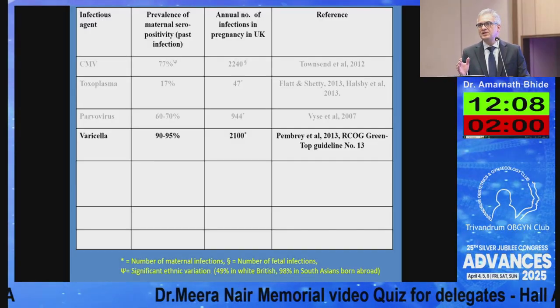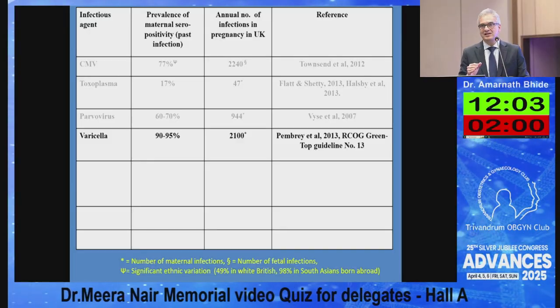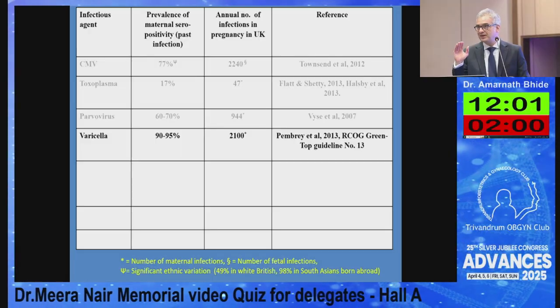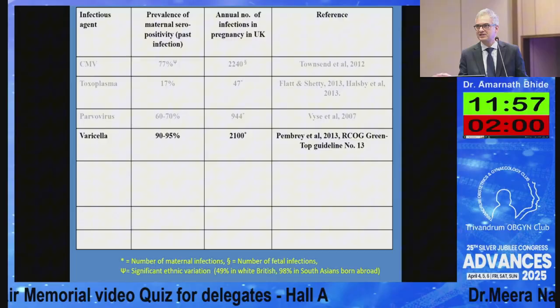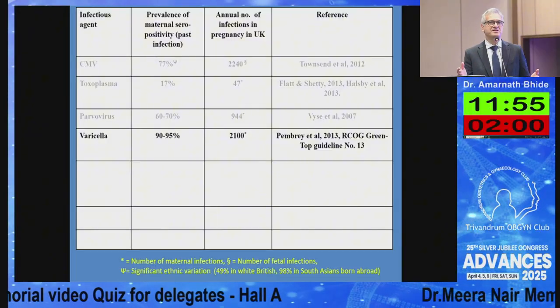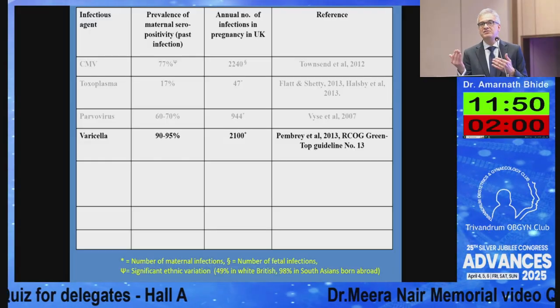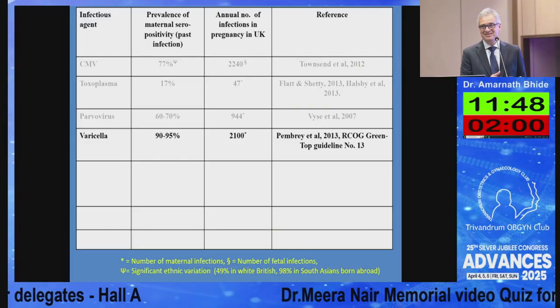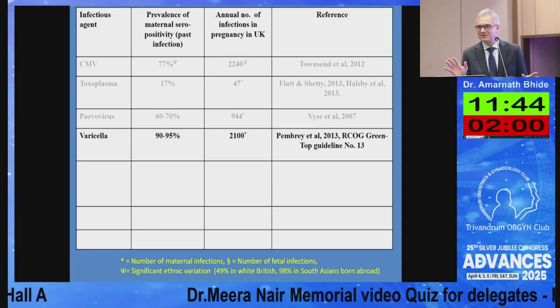Also, the chances of the fetus getting affected is pretty low, less than 2 to 3%, and also limited to the first 20 weeks of pregnancy. It doesn't happen after that. If anybody gets varicella beyond the first 20 weeks, it should be very reassuring. Even if they get it before 20 weeks, generally you should be reassuring because in 98% nothing is going to happen.